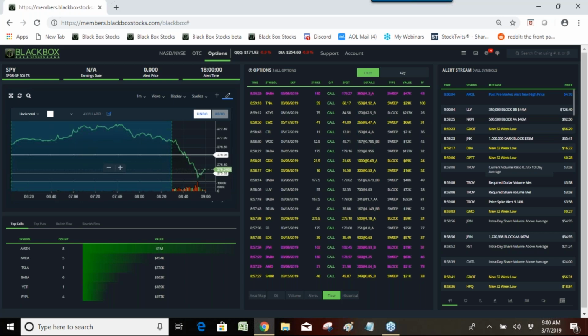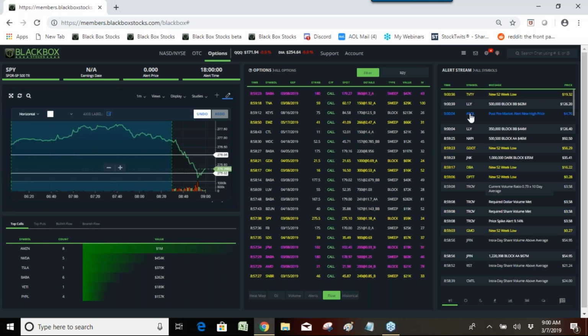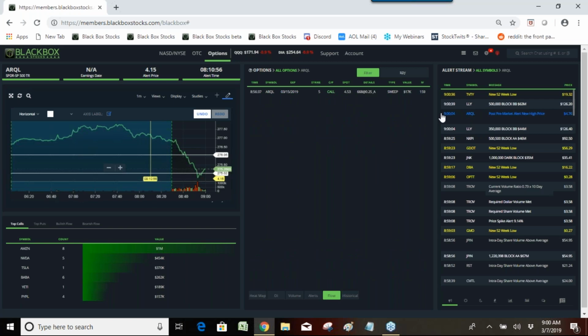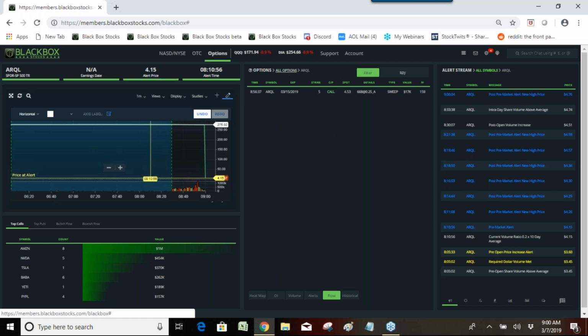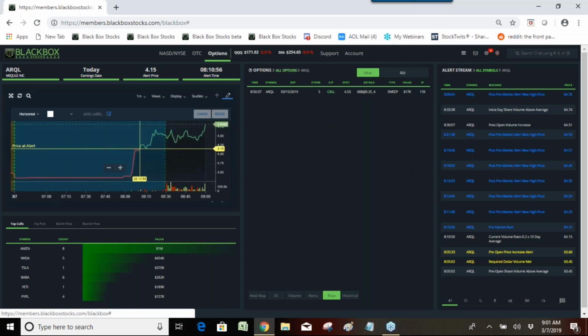This ARQL we talked about earlier, there's a new high on ARQL. How do we know that? The alert stream just told me. Let's go ahead and click it, because I can click a symbol from anywhere on the system and it's going to load that chart, right? It actually has options flow. I didn't know that. Somebody bought some 5s for next week, but it's a small amount. Let's go see. Did it set a new high? It sure did.